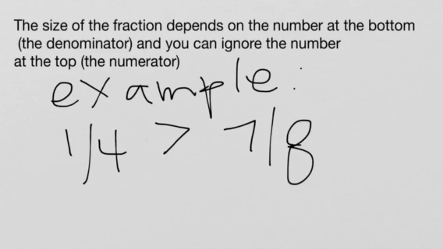The size of the fraction depends on the number at the bottom, the denominator, and you can ignore the number at the top, the numerator. So a student would look at 1/4 and 7/8, and they may think that because 8 is greater than 4, 7/8 would be bigger than 1/4, and that is not true. 1/4 is bigger than 7/8.